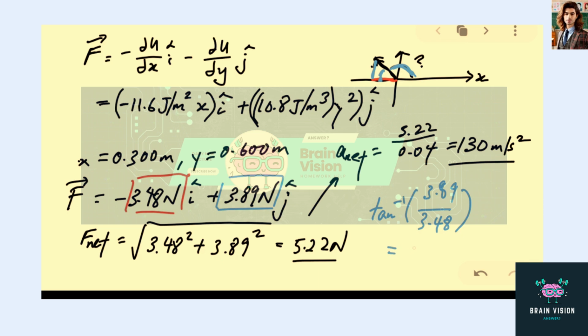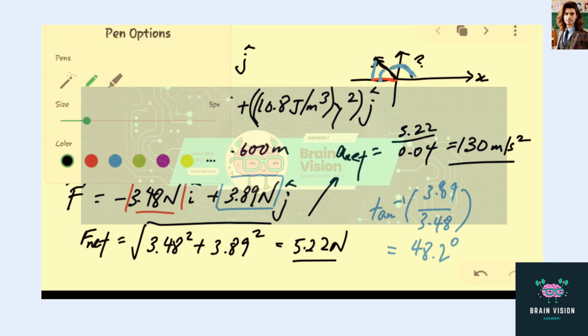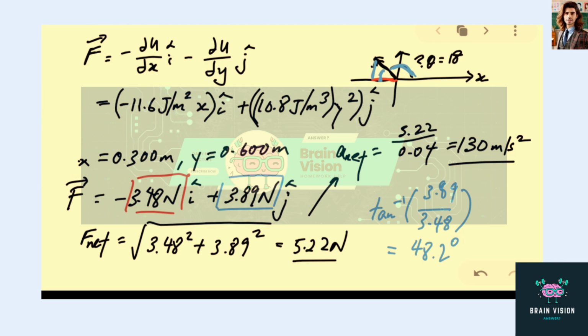This gives us 48.2 degrees. And so taking 180 degrees minus this value, theta is 180 minus 48.2, so this leaves us with 132 degrees. And so the acceleration has a magnitude of 130 meters per second squared with an angle of 132 degrees from the positive x-axis.